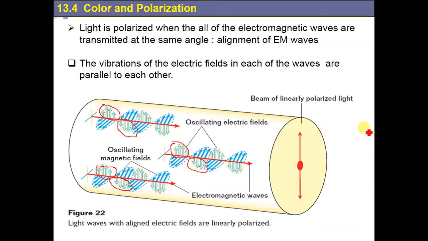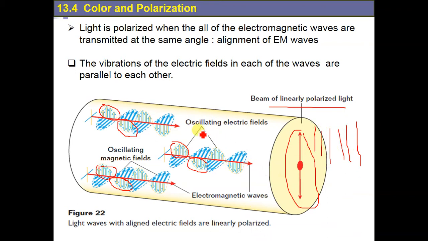Okay, so how to represent a polarized light? We represent it like this, only one arrow. What do we mean by this? We mean that all the electric fields are parallel to each other. Okay, so this is the real representation, but to make it simpler, we just make it like this. So light waves with aligned electric fields are linearly polarized.